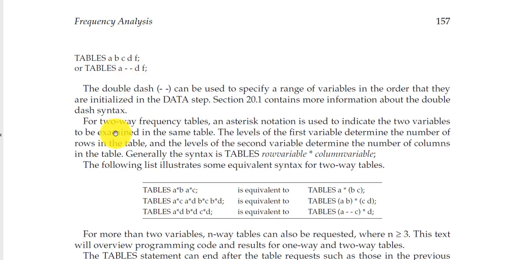We can specify two-way tables in a TABLES statement, and any one of these syntaxes can be used. You can see the A*B, and so it's generally thought of as row asterisk column, so that you do have that control on it. If you have a large number of levels for one of your variables but not for the other, you may want to put it as the row variable so it goes down the page.